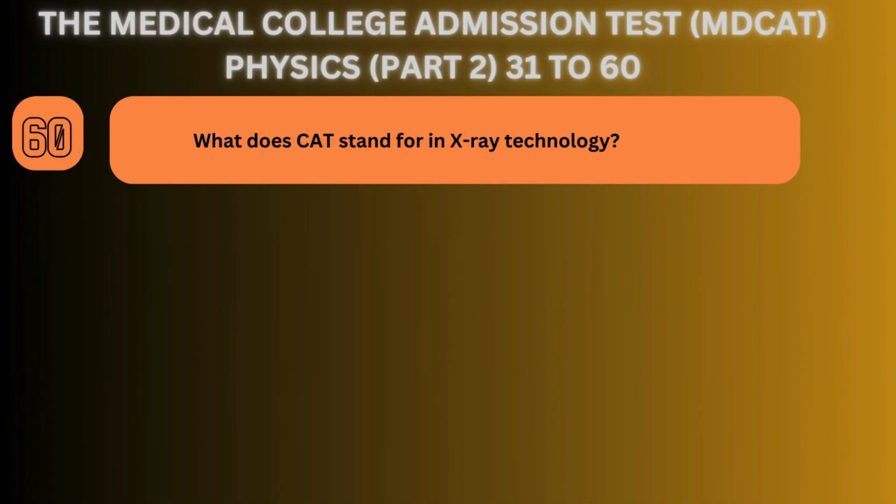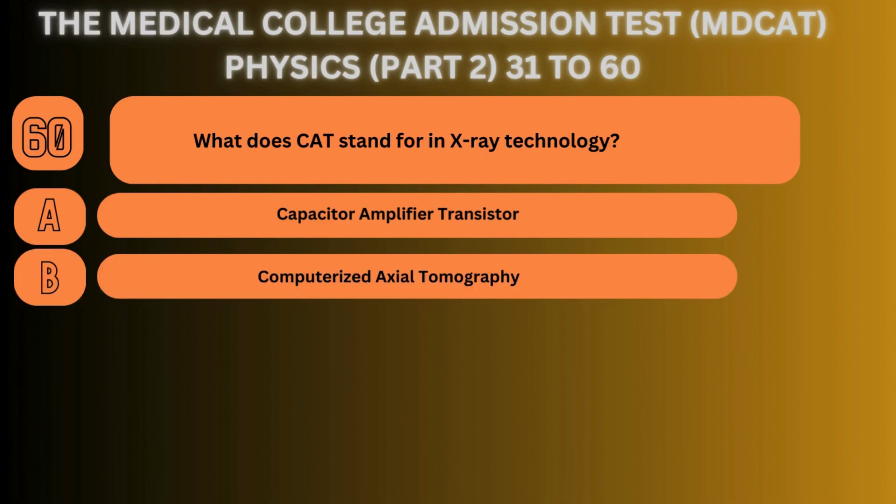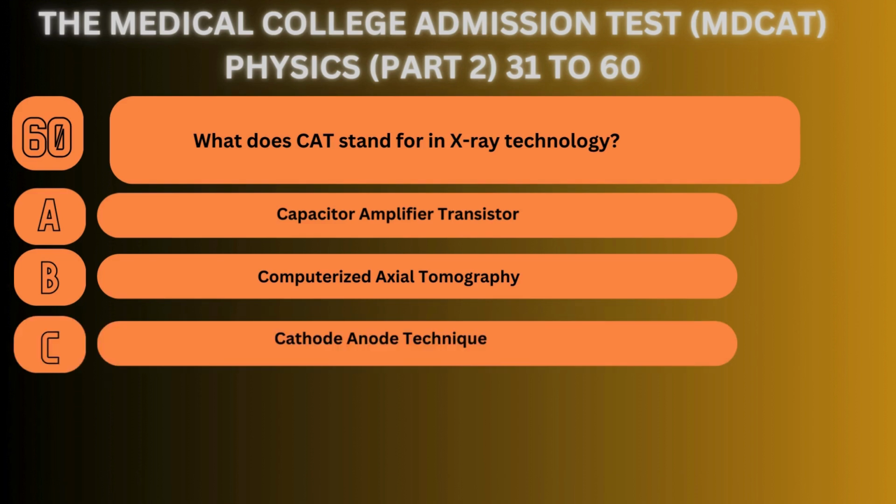Question number 60. What does CAT stand for in X-ray technology? Option A, capacitor amplifier transistor. Option B, option C, cathode-anode technique. Option D, current amplification technology. 5, 4, 3, 2, 1. Correct option is B.